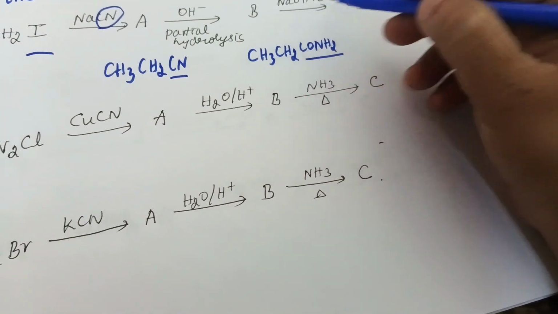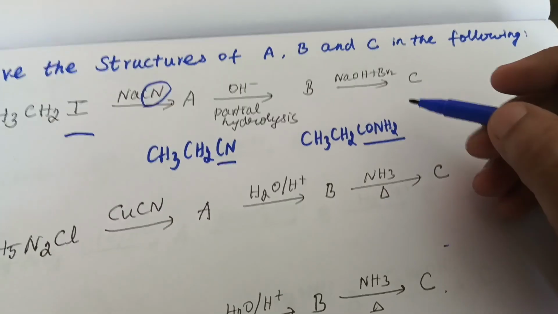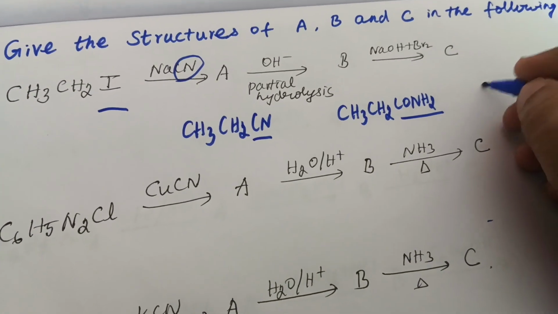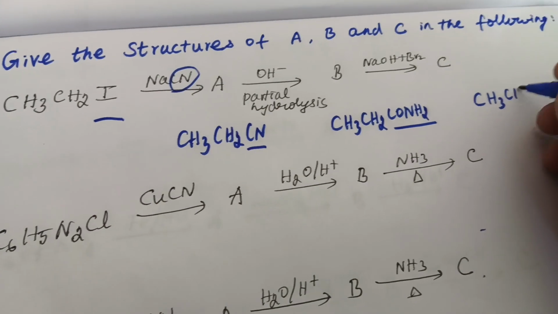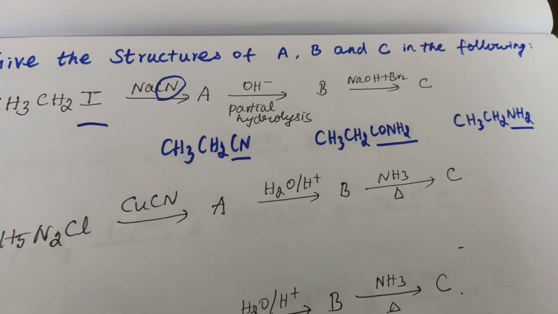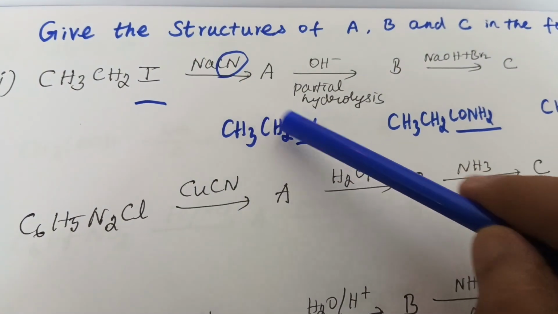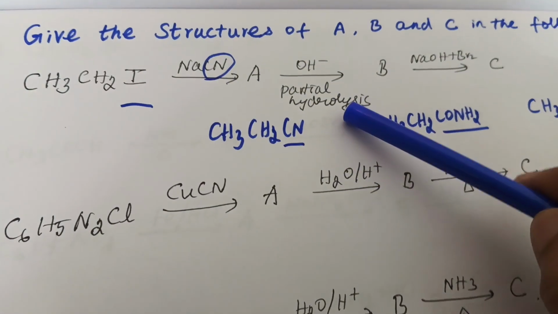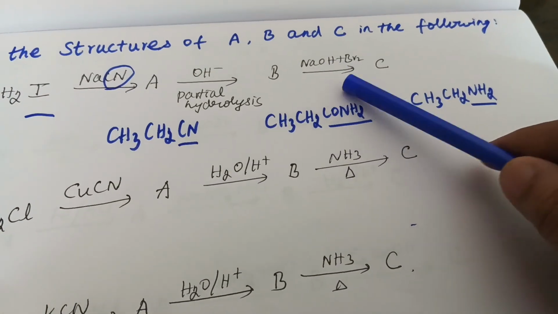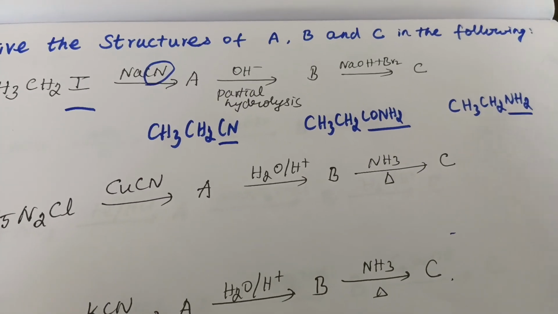So B with NaOH and Br2, that is Hoffmann bromamide reagent. So here the Hoffmann bromamide reaction takes place. So your structure C should be CH3CH2NH2, one carbon less. Amide changes to amine. So first, the alkyl halide changes to cyanide in the presence of NaCN. On partial hydrolysis, cyanide changes to amide. Amide in the presence of NaOH and Br2 changes to NH2. Here it is the Hoffmann bromamide reaction.